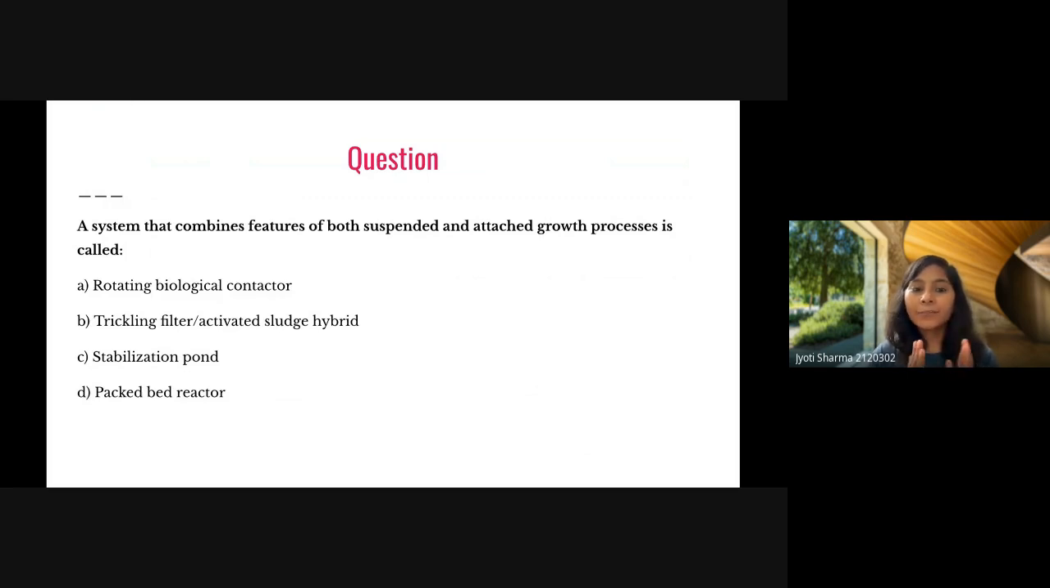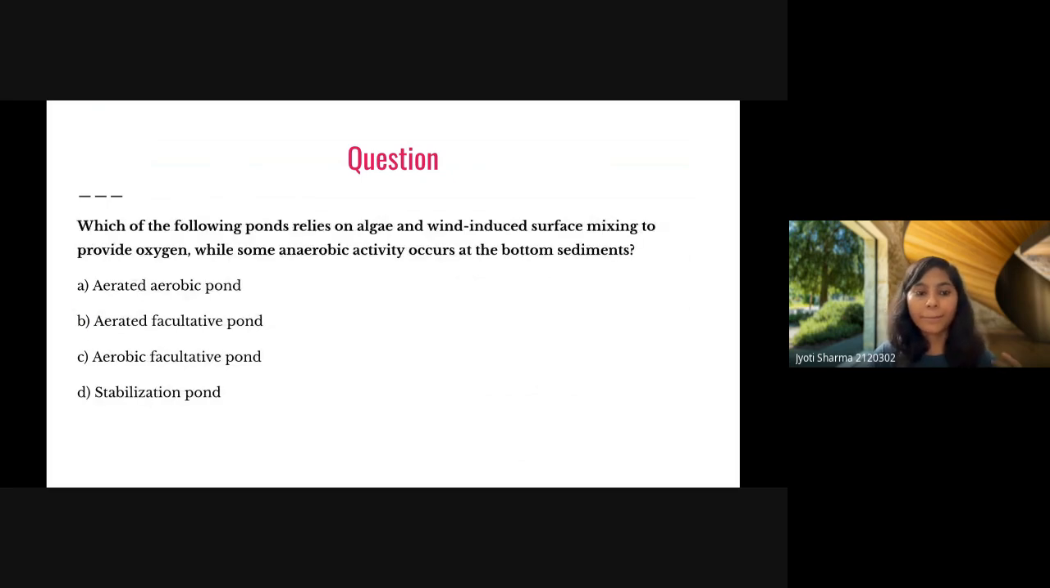Okay, a system that combines features of both suspended and attached growth process is called? So yes, as we already discussed in the last slide, this is trickling filter and activated sludge hybrid. Okay, which of the following ponds relies on algae and wind-induced surface mixing to provide oxygen, while some anaerobic activity occurs at the bottom sediments? Aerated aerobic pond, aerated facultative pond, aerobic facultative pond, stabilization pond.